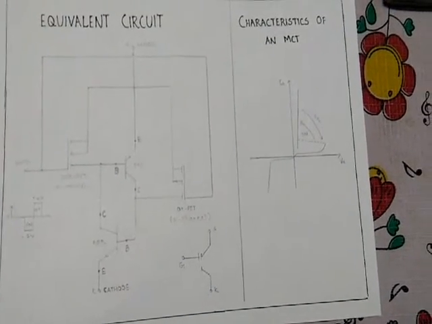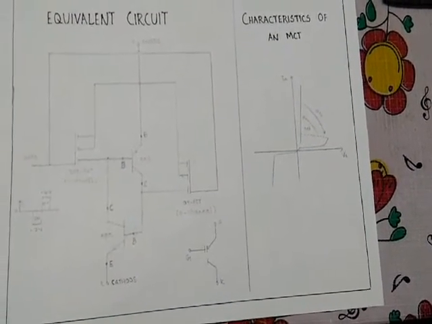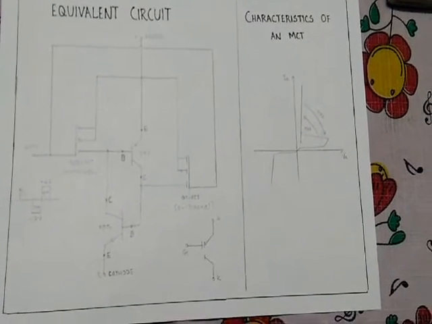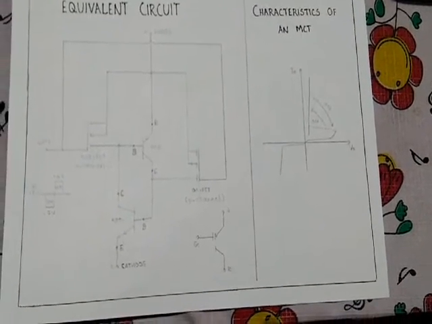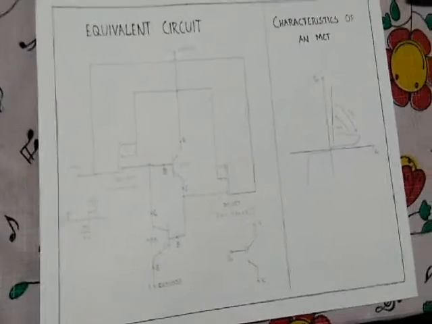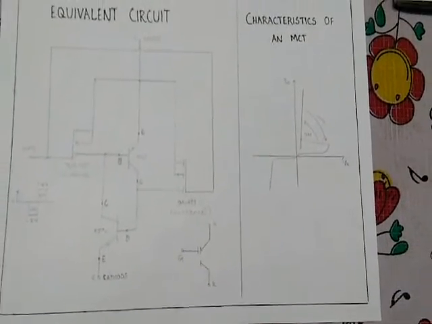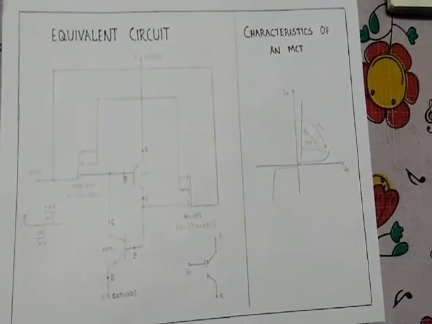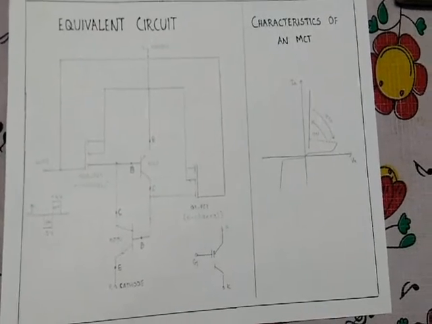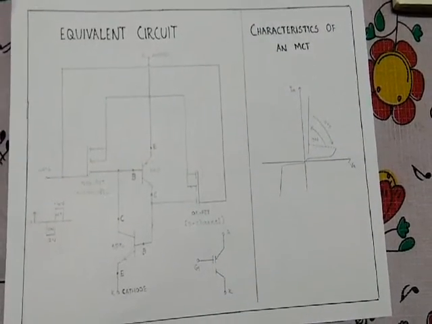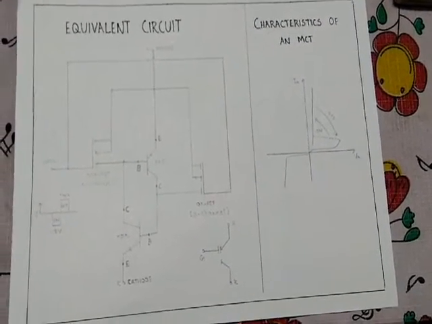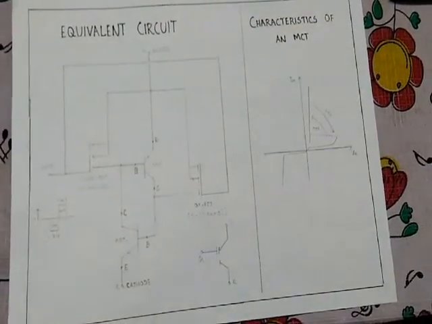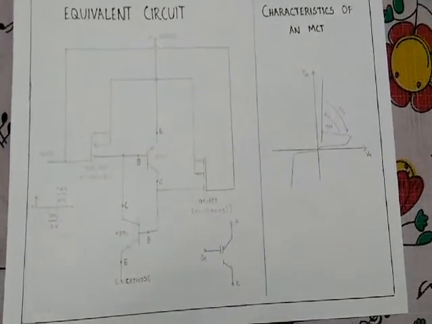And MCT has many advantages. Low forward conduction drop, fast turn on and turn off times, low switching losses, and high gate input impedance, which allows simpler design of drive circuits. Main disadvantage of MCT is its low reverse voltage blocking capability.